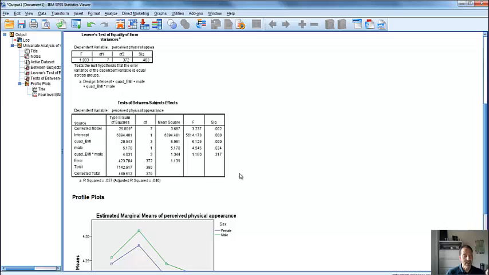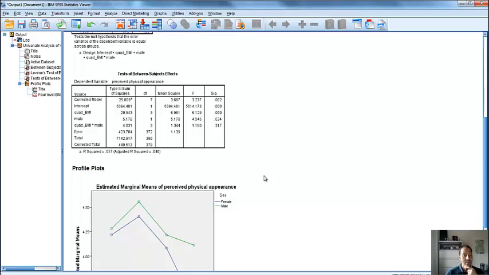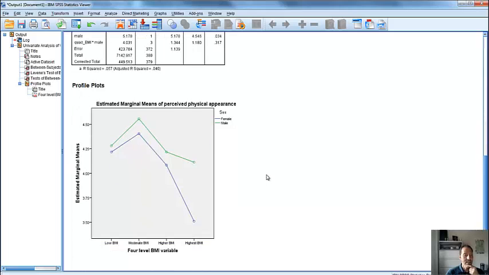This is telling us that the effect of body mass index on physical appearance does not differ for males and females. Indeed, if we look at this figure here, where we have quad level BMI on the horizontal axis, and then essentially male and female values as different lines, you can see that males tend to score higher than females across all levels of body mass index on perceived physical appearance. So males don't really care, right?